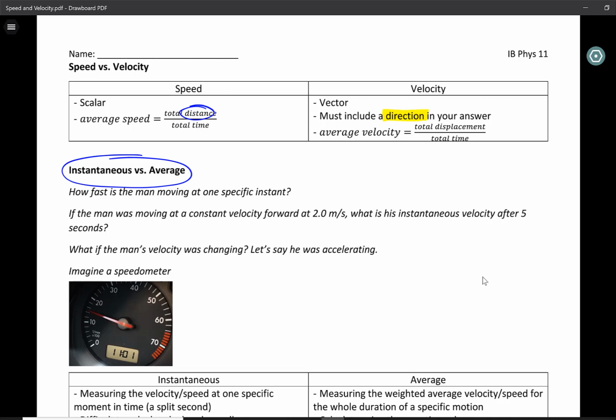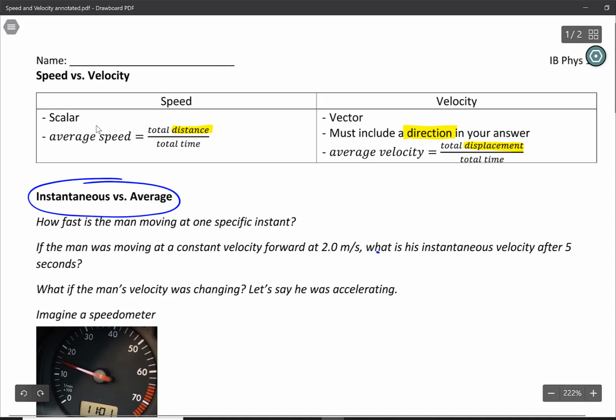For average velocity, not quite the case. You are looking at the total displacement. How much has your position changed from the beginning versus the end, and divide that by the total time. That's almost as if you close your eyes and you only cared about what happened before and after, okay? Please note that these two equations are not in your data booklet. You are expected to know them by heart.